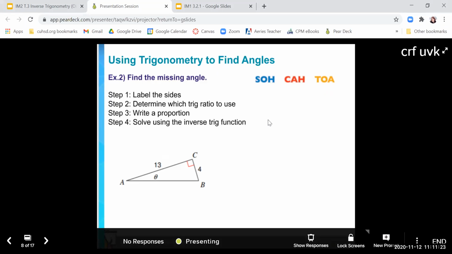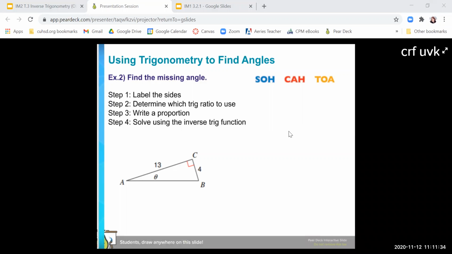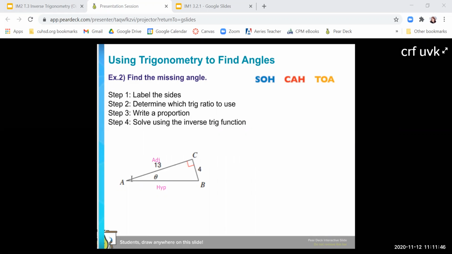Okay, so we'll go through another example, and then the next problems will be your chance to do some practice. I'm going to start this process the same way we've been doing all along. We're going to label our sides. So there's our theta at angle A. So here's our hypotenuse and adjacent. Remember, hypotenuse and adjacent always form the angle that we care about, our theta angle, which leaves this side over here as the opposite.